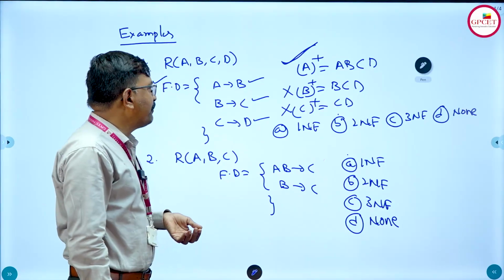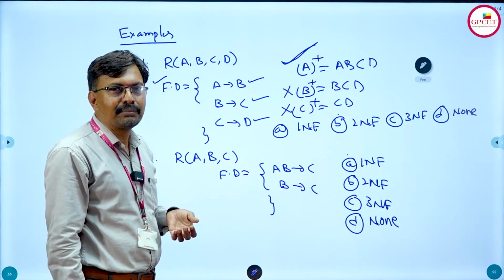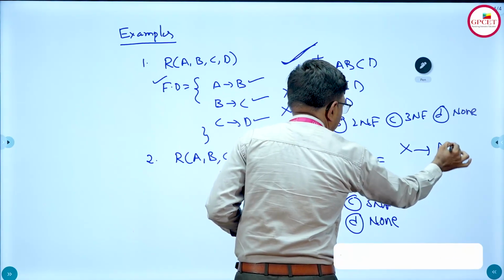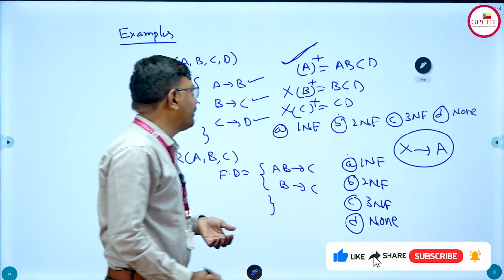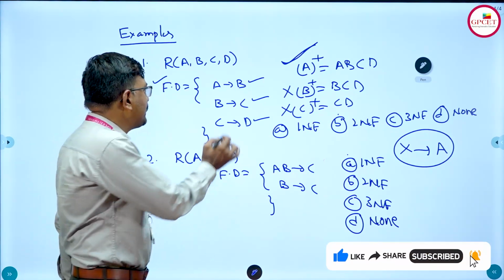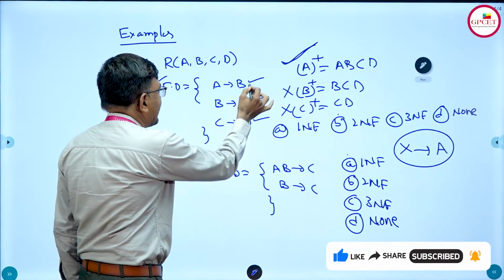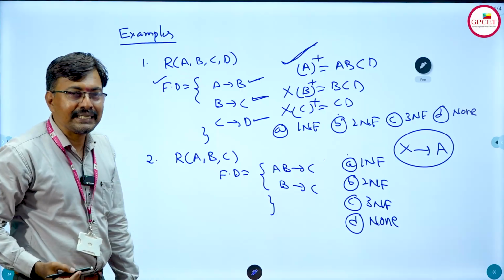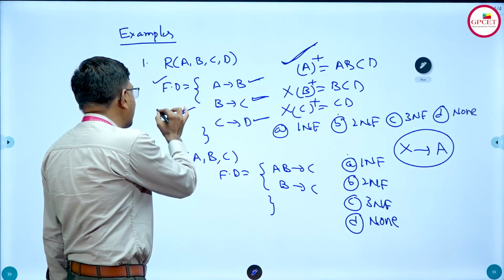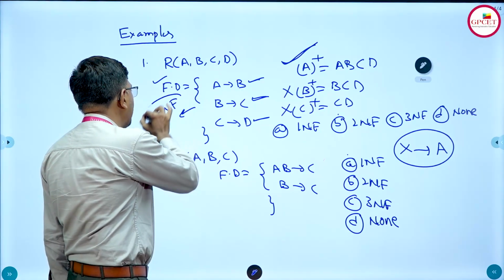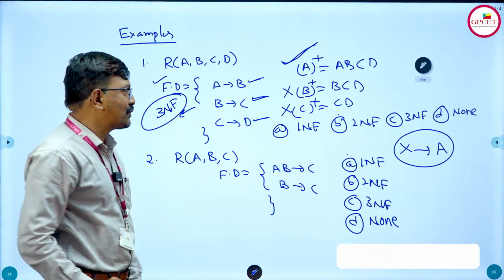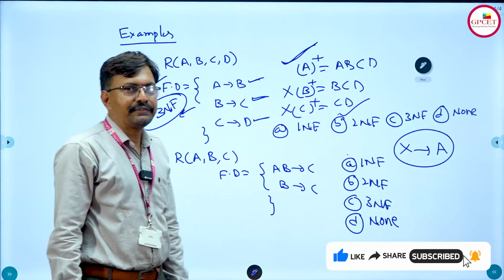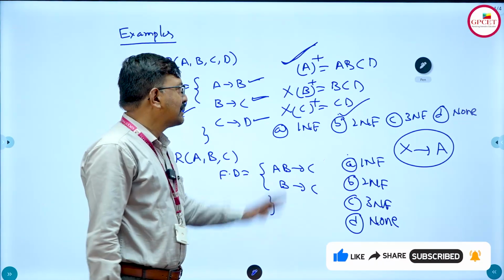And what is my third normal form? A relation schema R is in third normal form if, for X → A, either X is a key or A is a prime attribute. But what is the main drawback of third normal form? Transitive dependency. Observe here, A → B, B → C: transitive dependency is there. B → C, C → D: transitive dependency is there. That's why it is not in third normal form. Third normal form is violated, so it is in second normal form. Up to 2NF is satisfied. Clear? That is the first part.